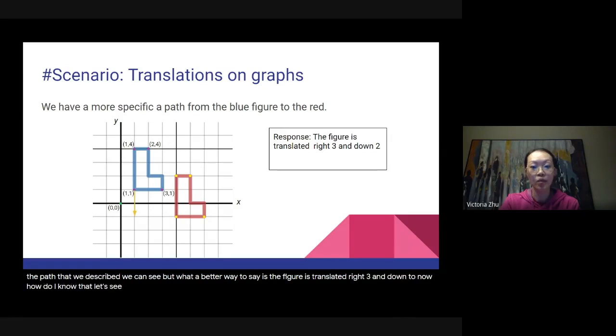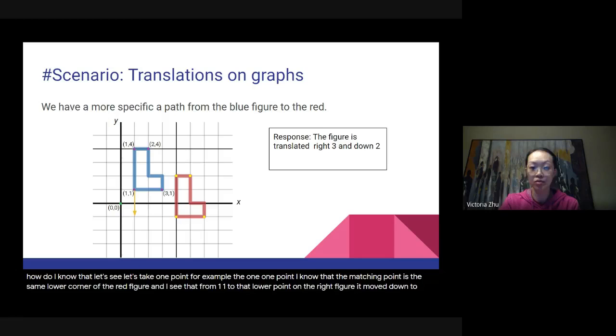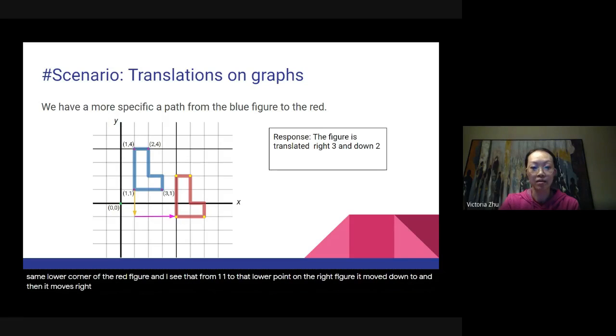Let's see. Let's take 1 point, for example, the 1, 1 point. I know that the matching point is the same lower corner of the red figure. And I see that from 1, 1 to that lower point on the red figure, it moved down 2, and then it moved right 3. Those points match up because they're in the same spot of the figure. And we'll see the same thing happens for the 2, 4 point. It also moved down 2 and right 3.